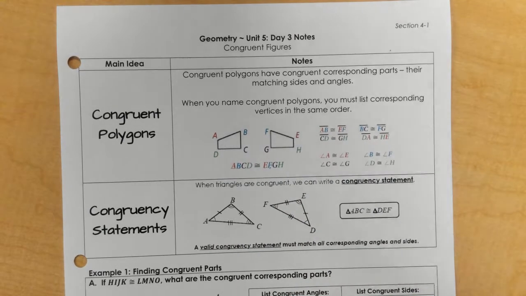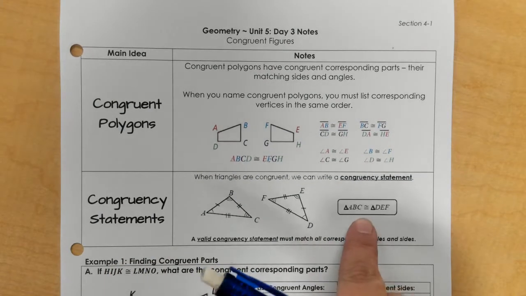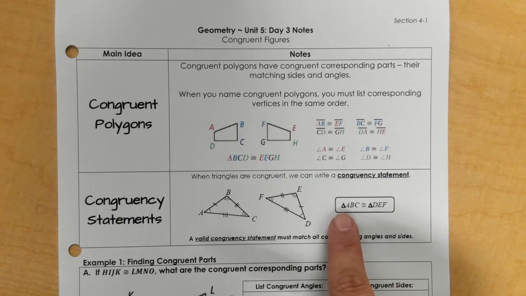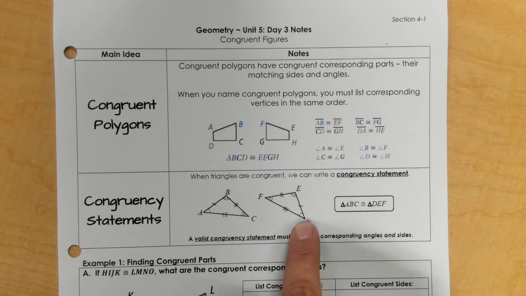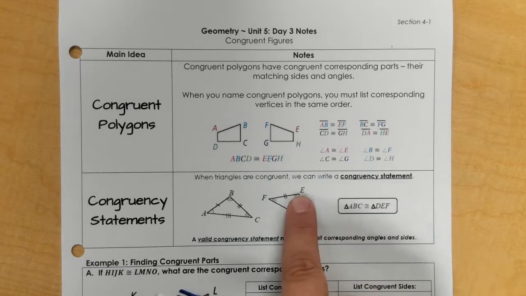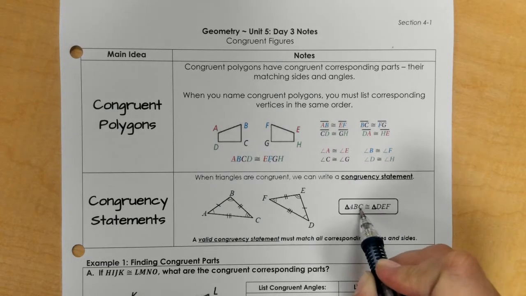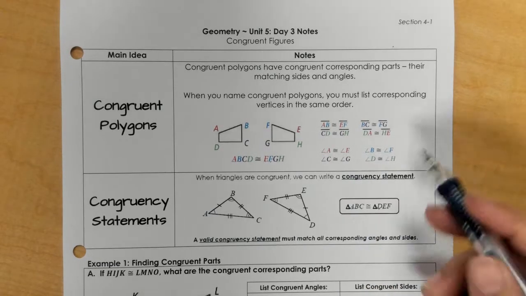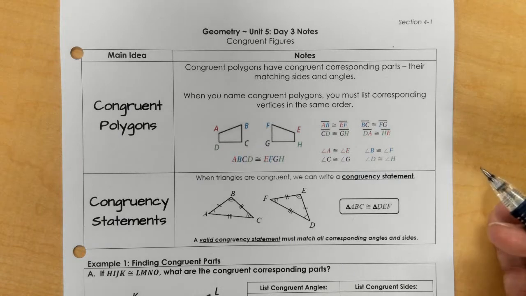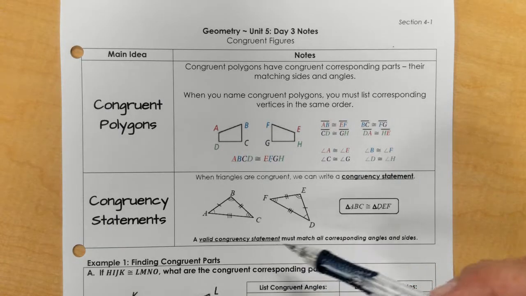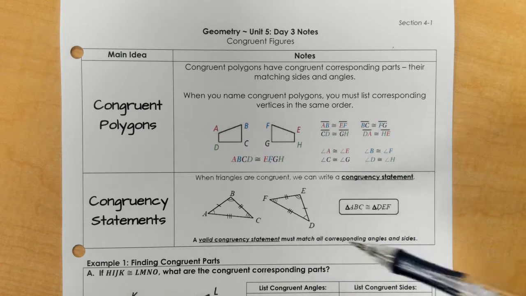Now, down in this one, it says congruency statements. This one we emphasize quite a bit. This is an example of a congruency statement. All your letters match up. So angle A would match up to angle D. Angle B matches up to angle E. Then your sides, AB would match up to DE. CA would match up to FD. So this congruency statement is pretty important. It helps with a lot of different things that we're going to do in this particular unit. So a valid congruency statement must match all corresponding angles and sides. So like angle A has to match up with angle D because they are the exact same.